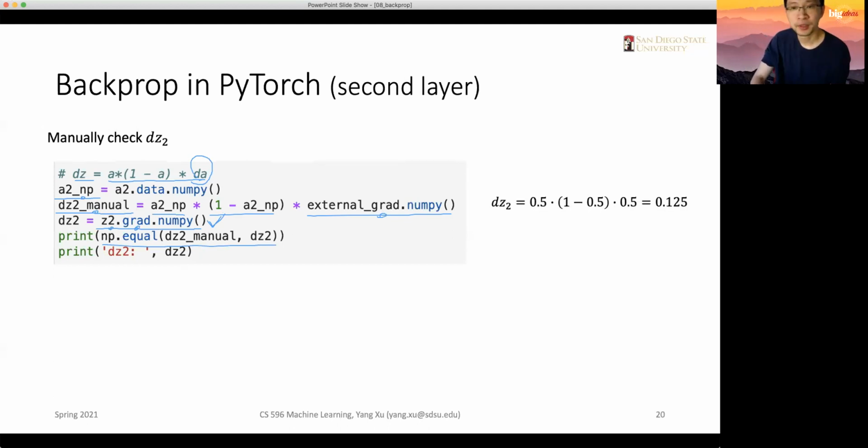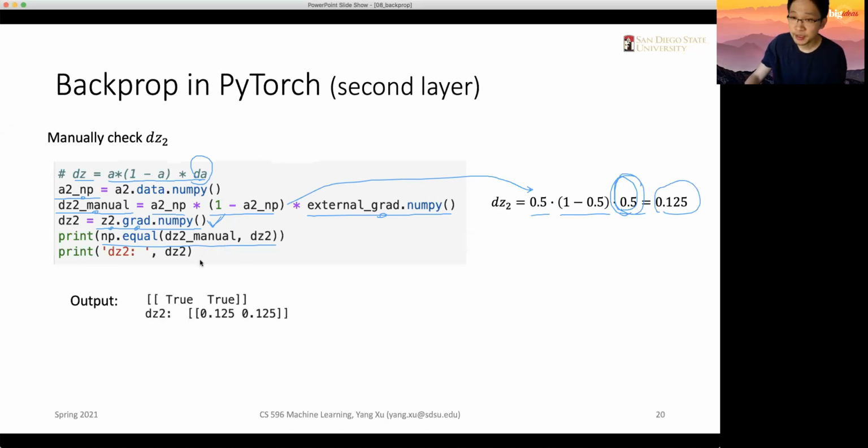The computation in this formula is 0.5 times 0.5 times 0.5, because the last 0.5 is the manual gradient that we directly provide. So we will have 0.125. As expected, the output should be all true because they are equal, and the dz2 would be this value.